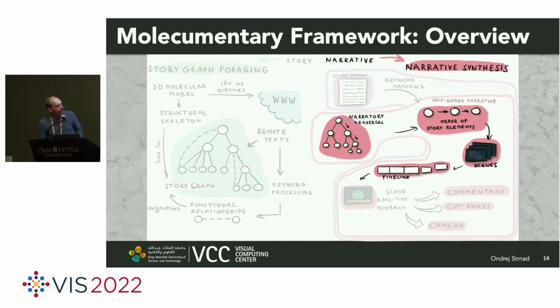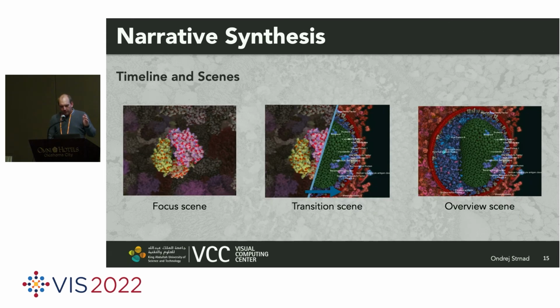So with this story graph, we can continue to actually create the narrative. This is done by traversing the story graph, creating an order of nodes, and every node is then associated with a scene. These scenes are added to a timeline, and this forms the final narration. We have three different scenes. The focus scene explains the focused element. The overview scene presents the composition of the focused element, and the transition scene is used for transition between the focus and overview scenes.